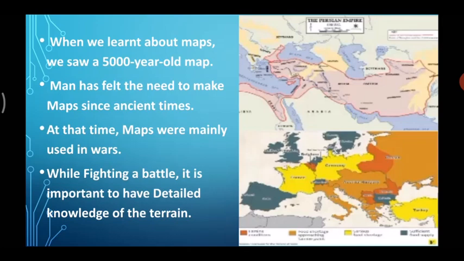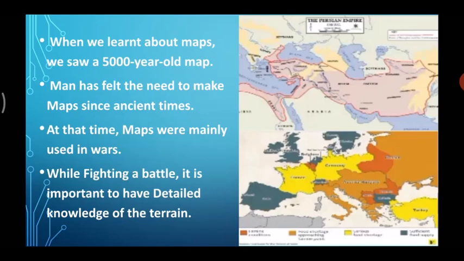So you need a map, right? Yes, to understand the geographical features that are present on the particular land, and to understand the areas, the different places near the particular region where the battle is going to take place, they needed to understand, right?